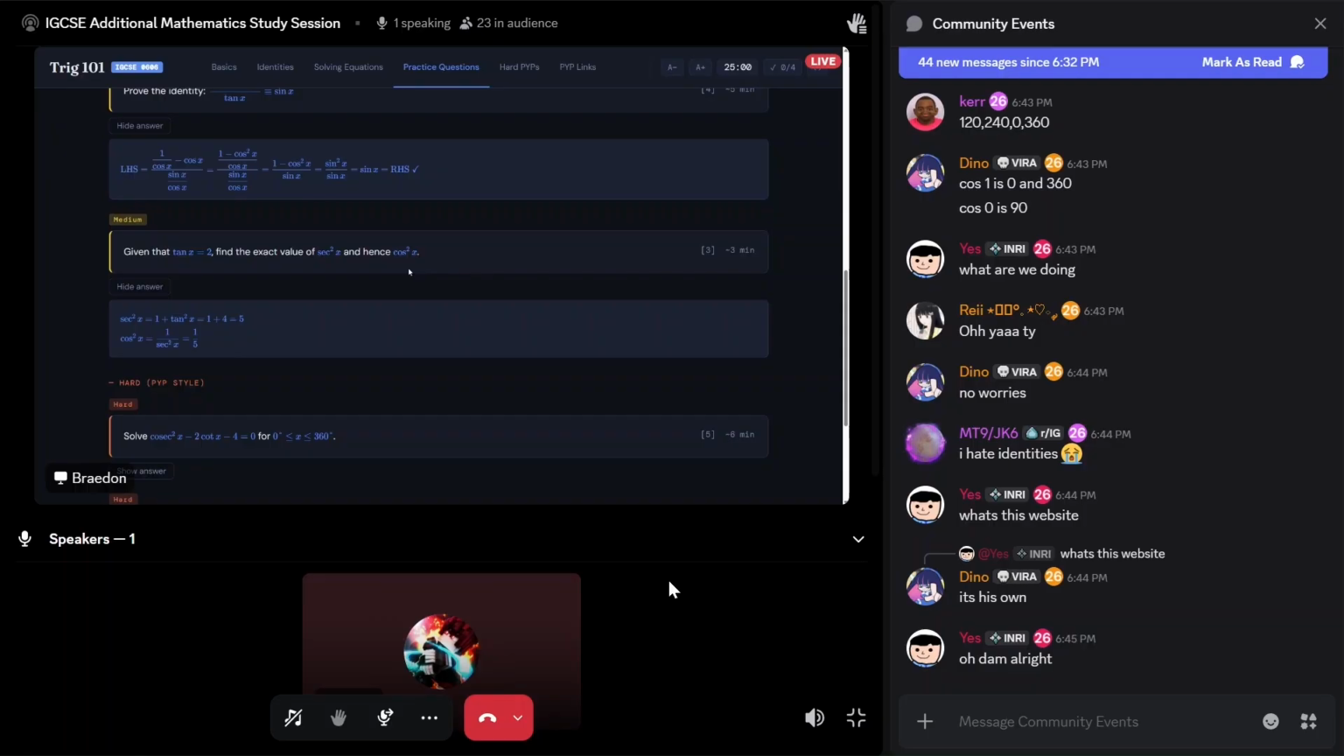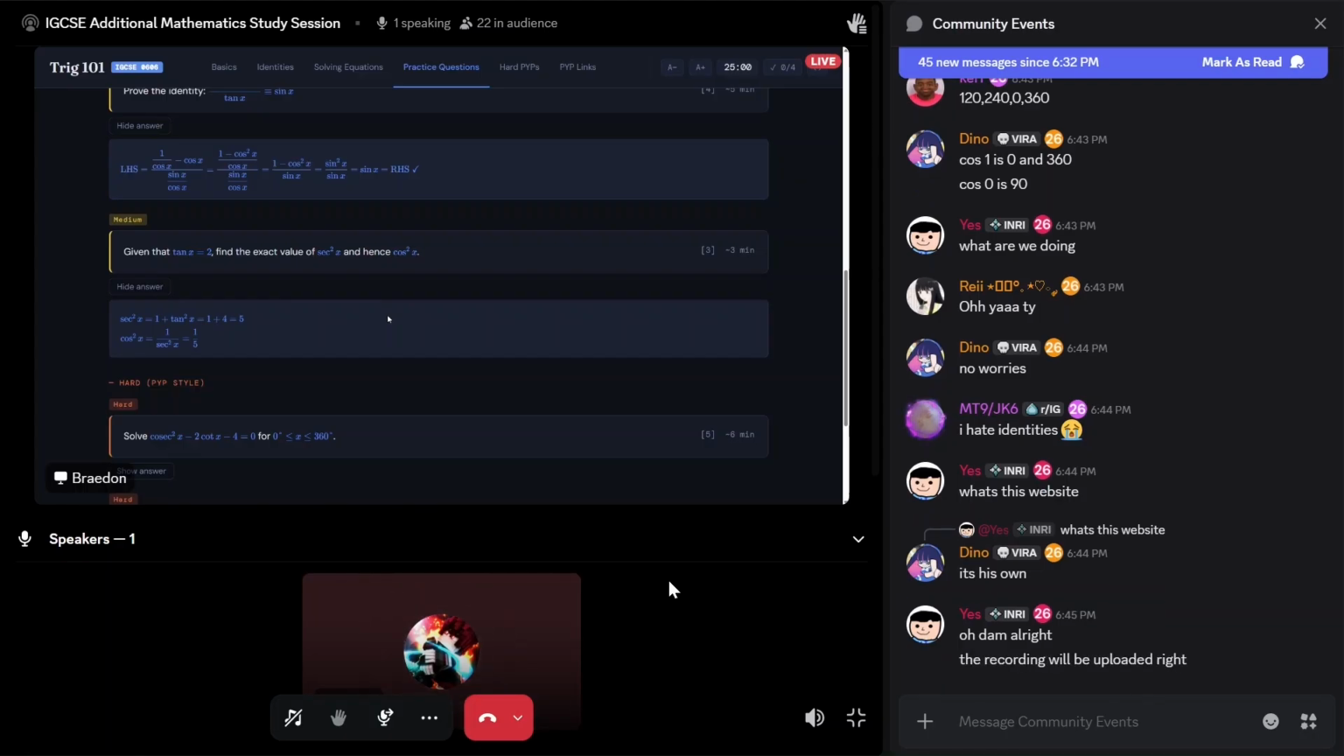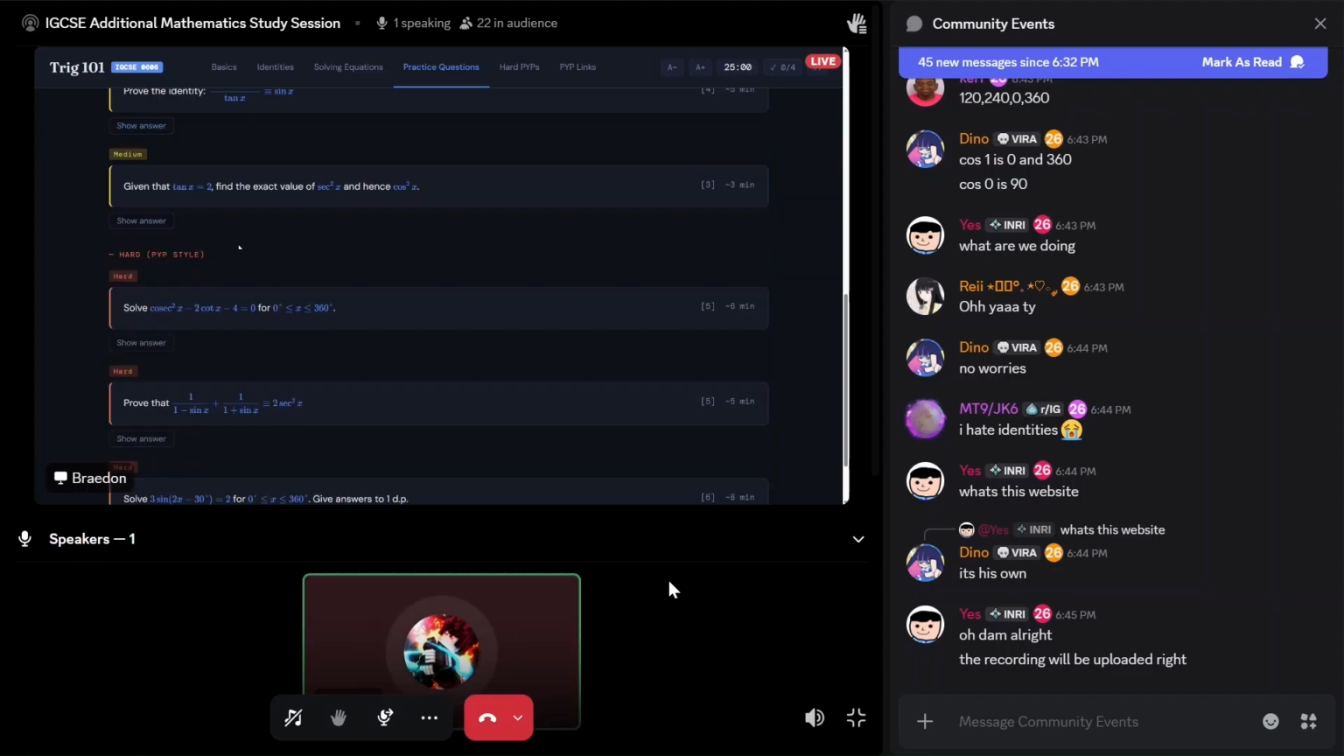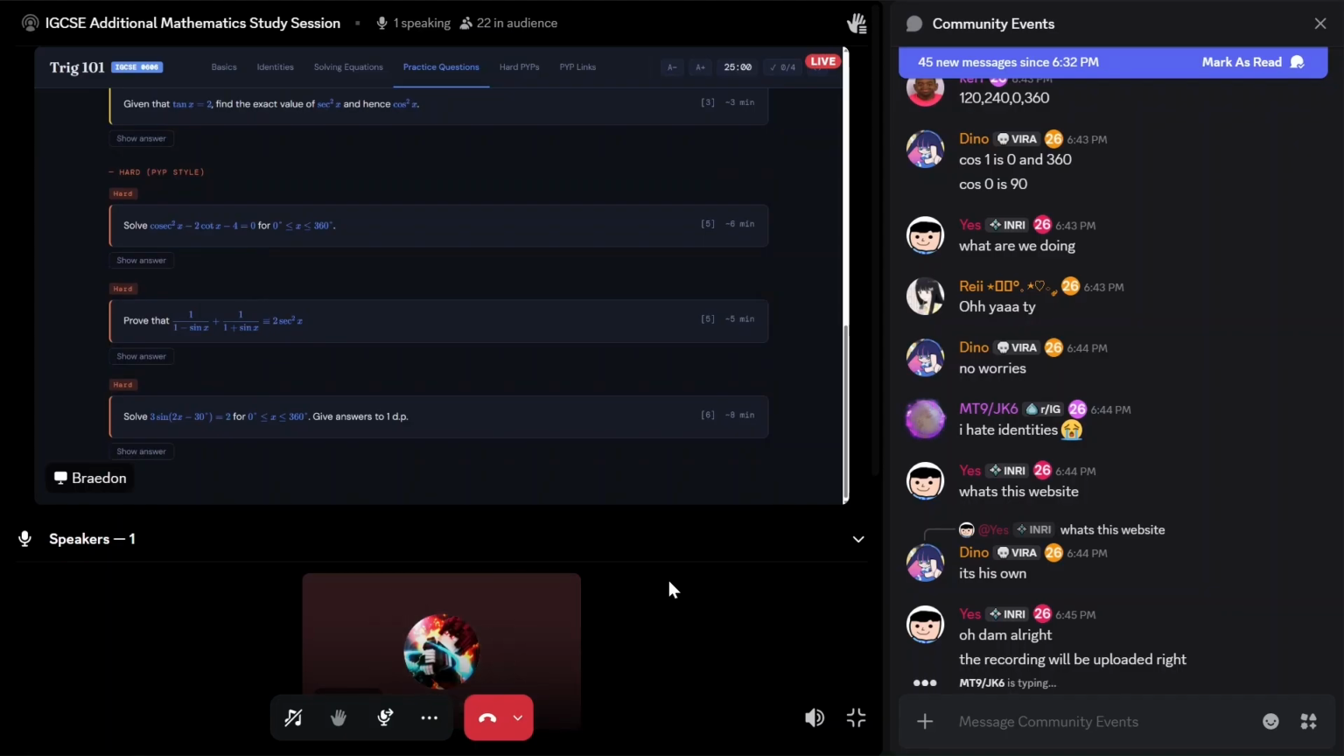Cos square equals 1 over sec square, because the reciprocal of sec is cos. If you memorize the identities, you can find this out pretty easily. So 1 over sec square, and just now you already found what sec square is, right? So you just sub it in, so 1 over 5. These are medium questions, they are pretty easy. So I'll quickly go for the harder one.